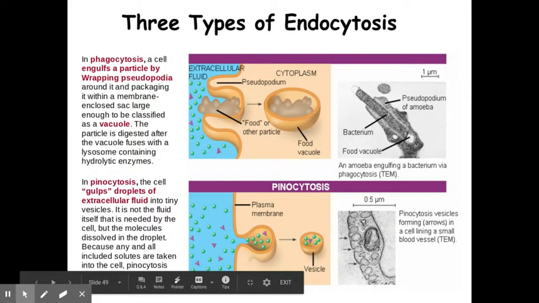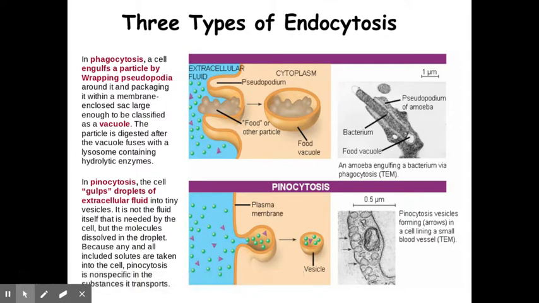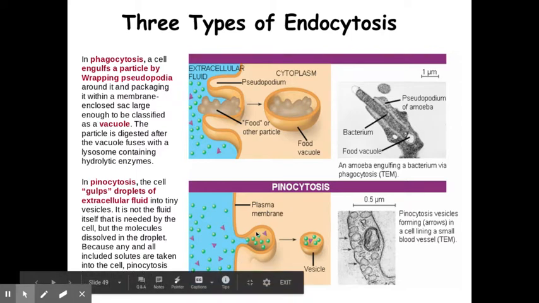So there's a couple of different types of endocytosis. This is bringing it in. You can see again these projections coming out. This would be food coming in. It could be other nutrients coming into the cell, molecules coming into the cell.